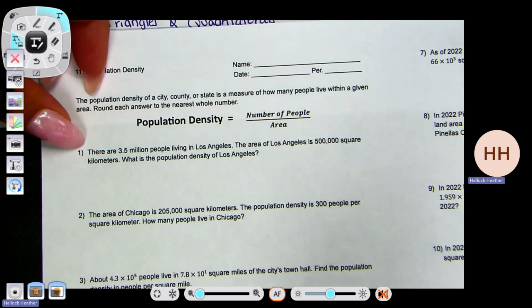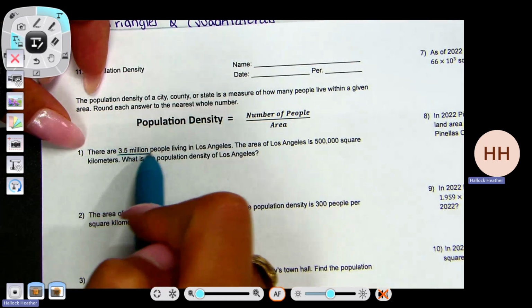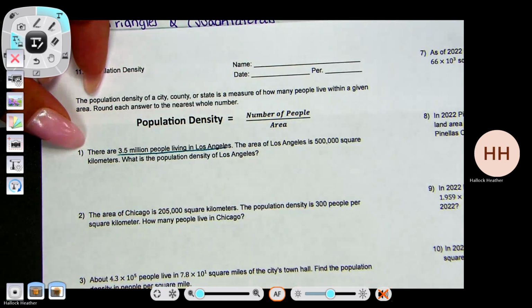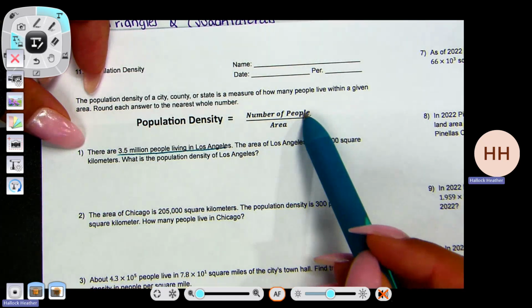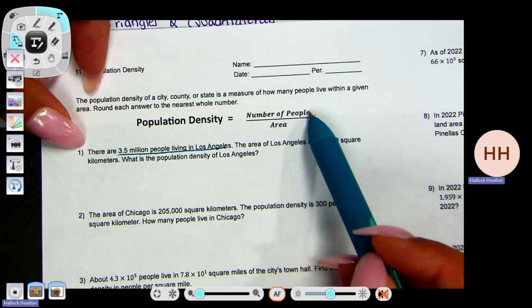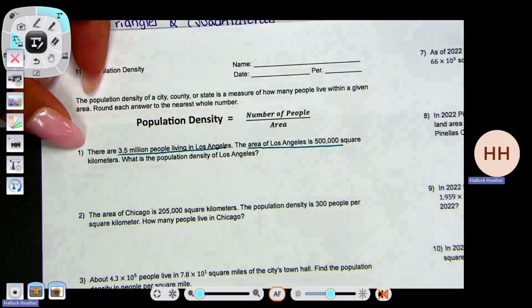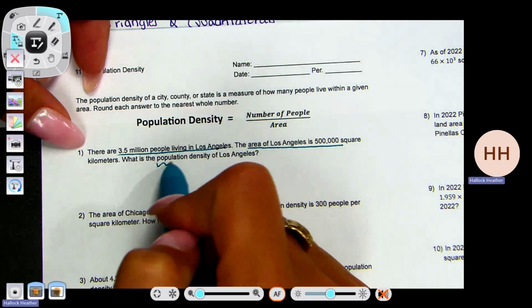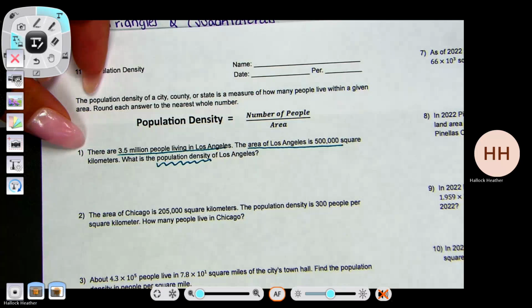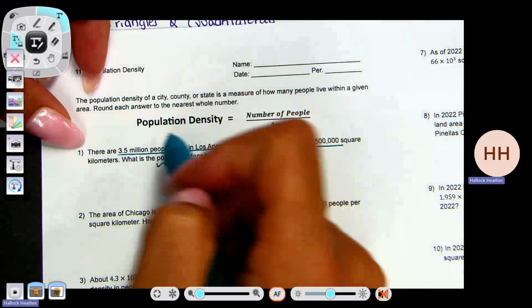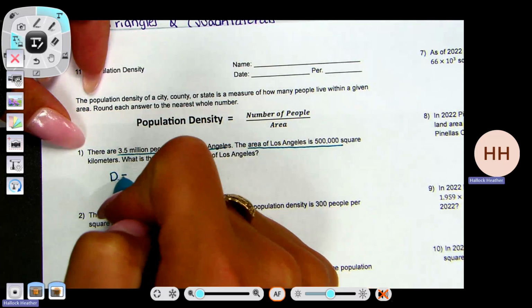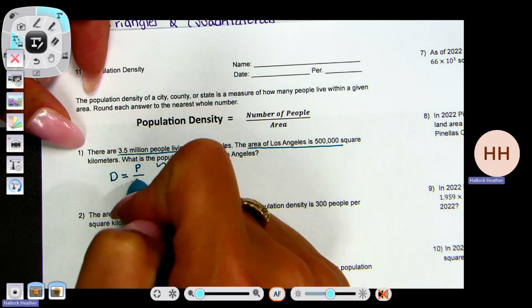It says there are 3.5 million people living in LA. That's obviously going to be your number of people because that's your people. That makes sense. Okay. The area of Los Angeles is 500,000 square kilometers. You want to know the population density. So this is very easy peasy. You're doing density equals population divided by area.